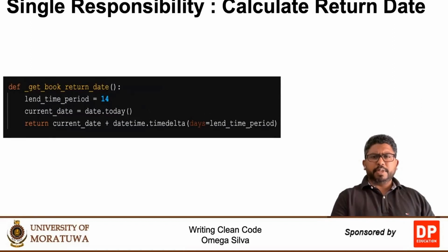The second function that we have extracted out is the calculation of the return date. Again, the function name is self-descriptive, get book return date, and we have moved this particular variable inside this function as well. And the rest is the code which is responsible for calculating the return date.